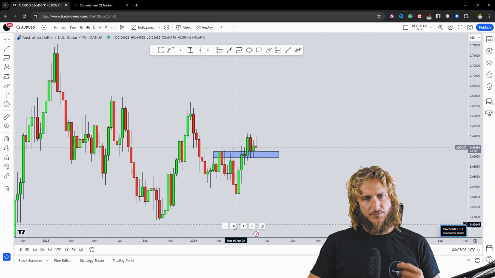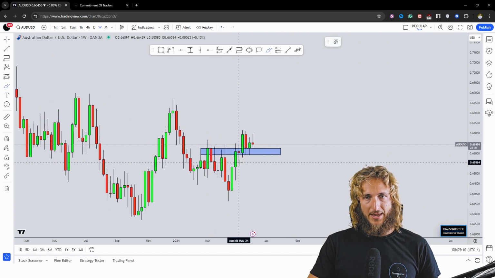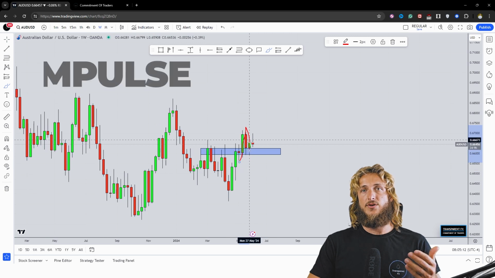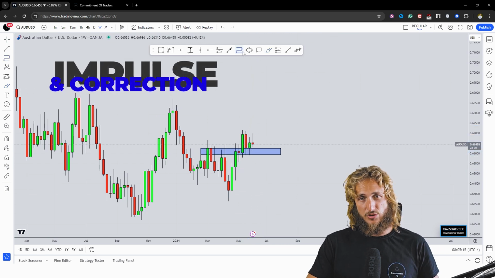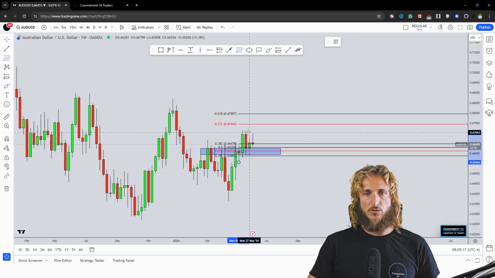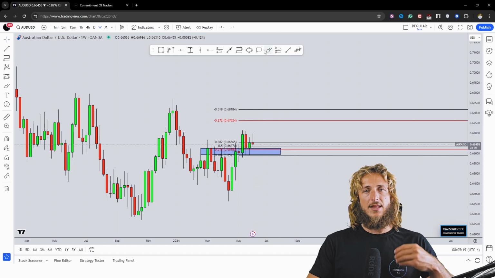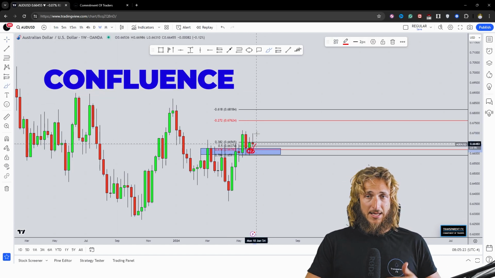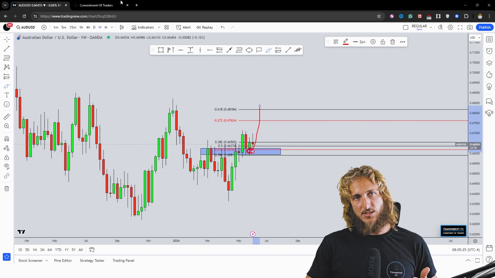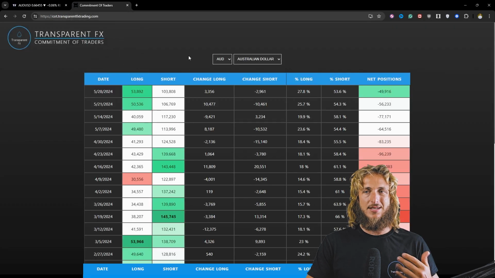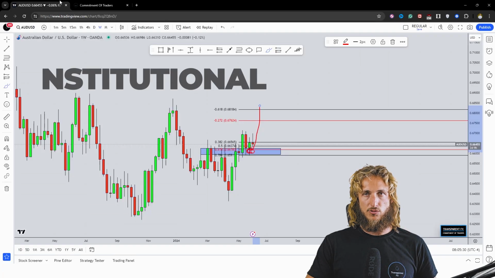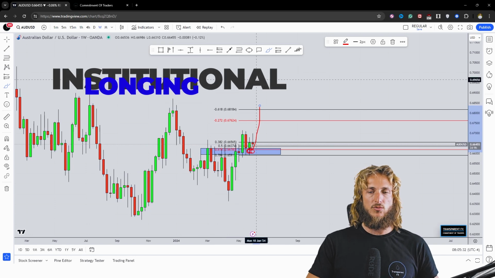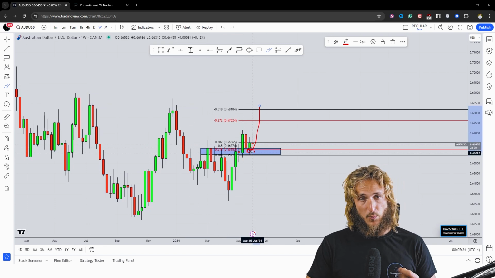We can also notice that also here on the weekly, we have an impulse and correction. And after an impulse, if you want to measure the correction, you have to take your Fibonacci from the low to the high of the impulse leg. And also here we can see how we have this confluence of support at this level. And as we said previously, inside of a confluence of support zone, there is an increased probability of getting institutional longing, which again, we will be getting to that in just a few moments. But from a weekly perspective, again, we do have confluence of support.